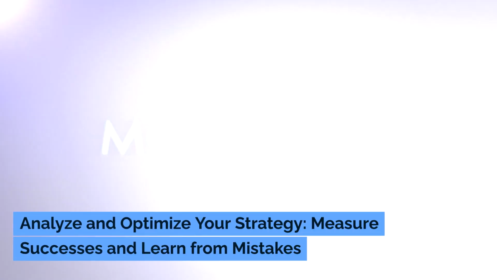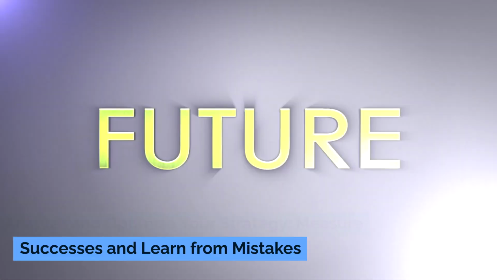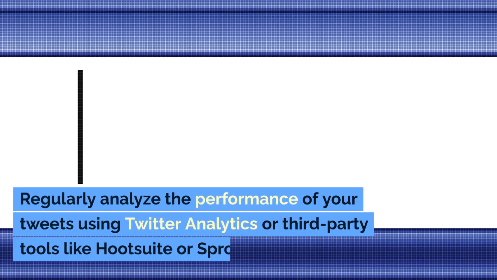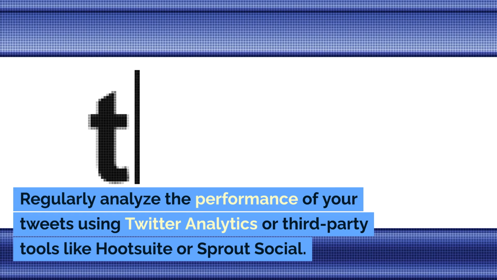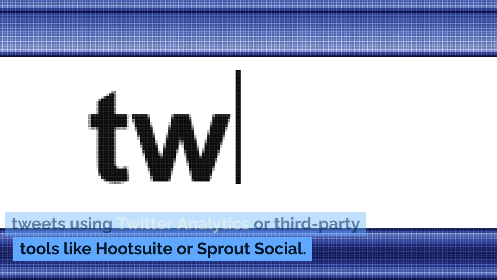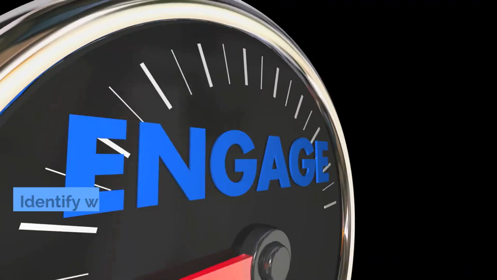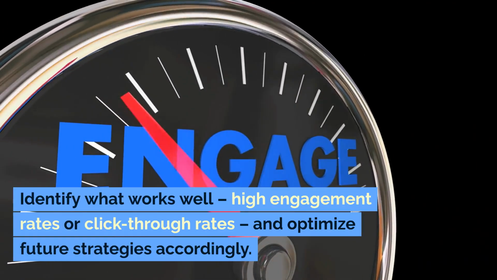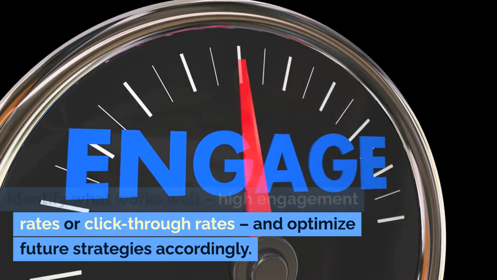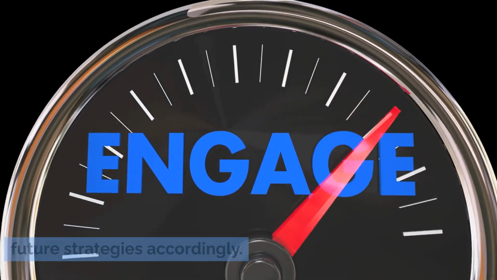Analyze and optimize your strategy. Measure successes and learn from mistakes. Regularly analyze the performance of your tweets using Twitter analytics or third-party tools like Hootsuite or Sprout Social. Identify what works well, high engagement rates or click-through rates, and optimize future strategies accordingly.